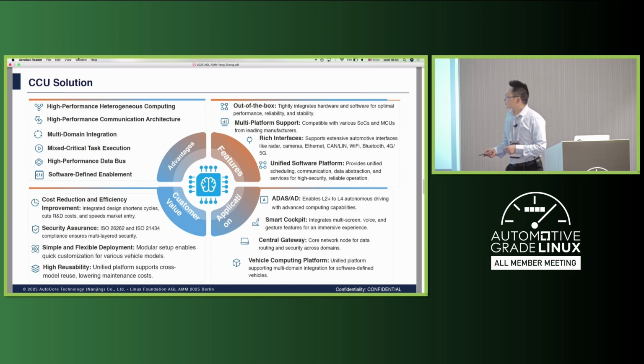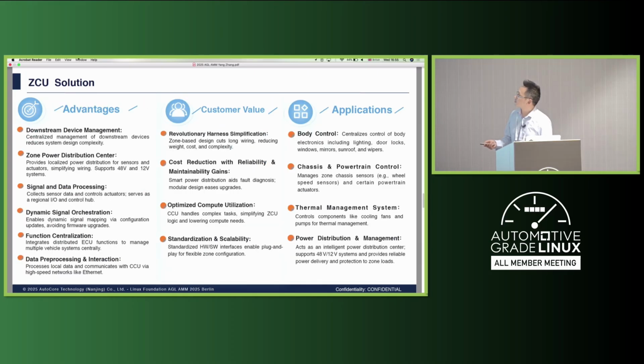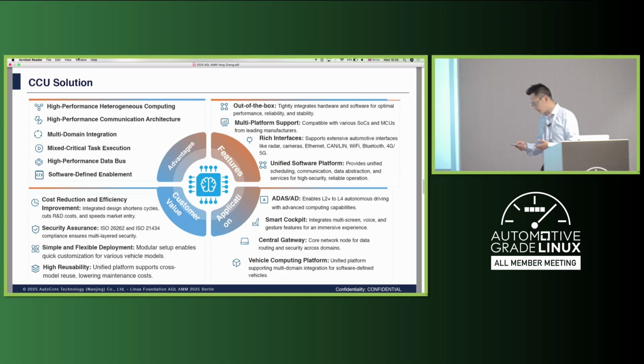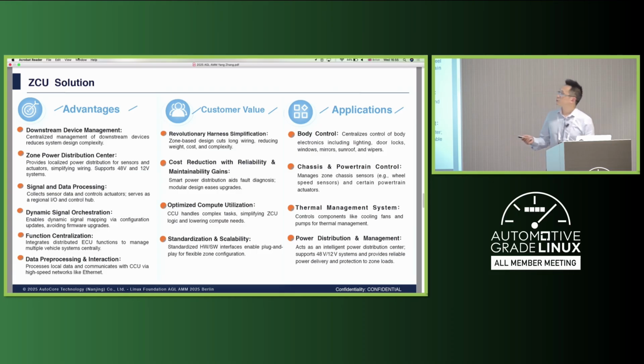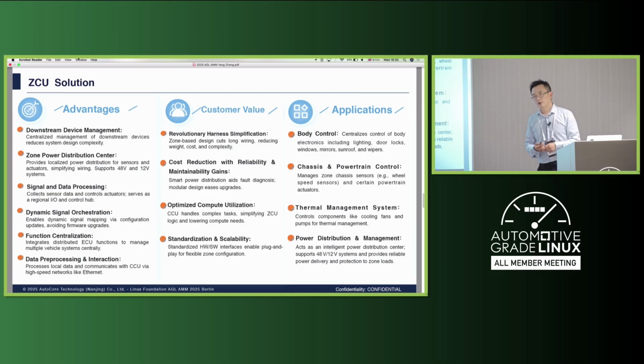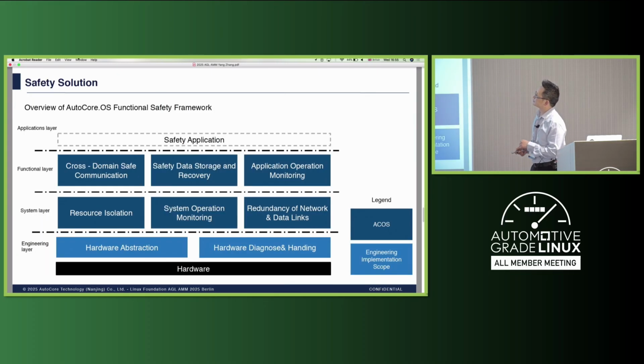So I won't read through this, conscious of time, and I don't want to bore you. But if you're interested, we're happy to talk about those. So those are the end results of how we were able to develop the CCU and ZCU turnkey software solution based on open source low-level OSes, such as AGL and Zephyr.